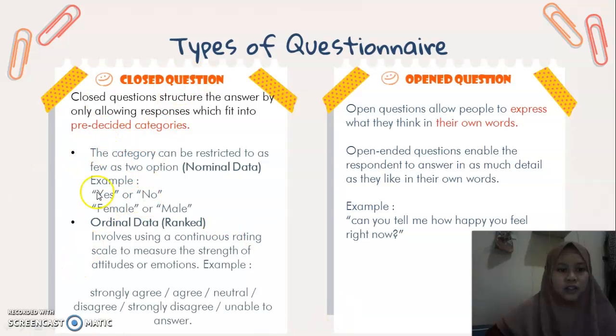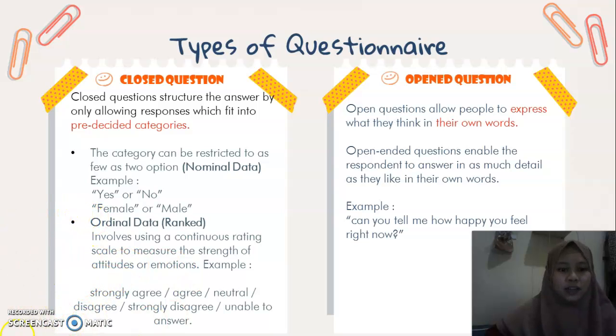And closed questions are divided into two types. The category can be restricted to as few as two options, like nominal data, and second is ordinal data or rank. Nominal data examples are yes or no, female or male. Here, our respondent would just choose between yes or no, female or male, and usually it shows when we want to collect data to ask their information and their identity, like name, are they a student or not, are they female or male, like that.